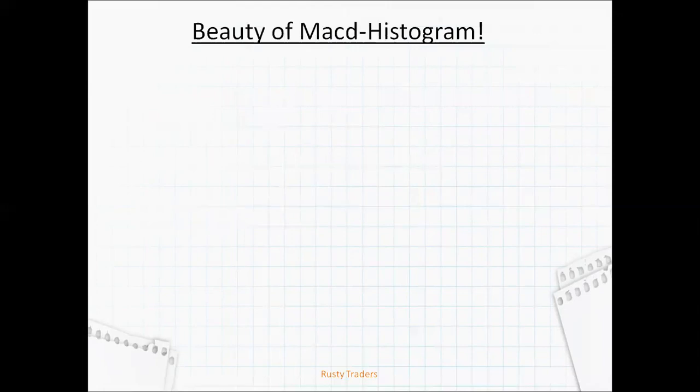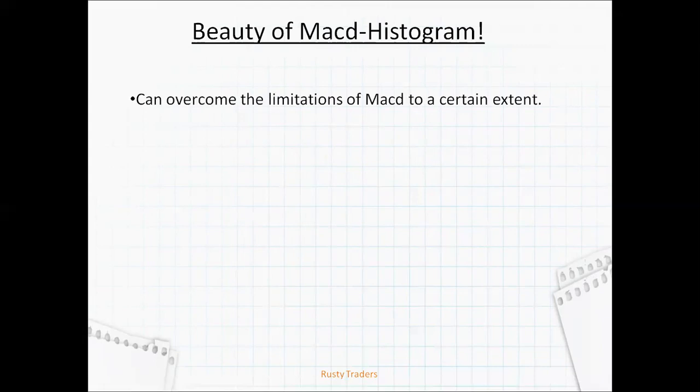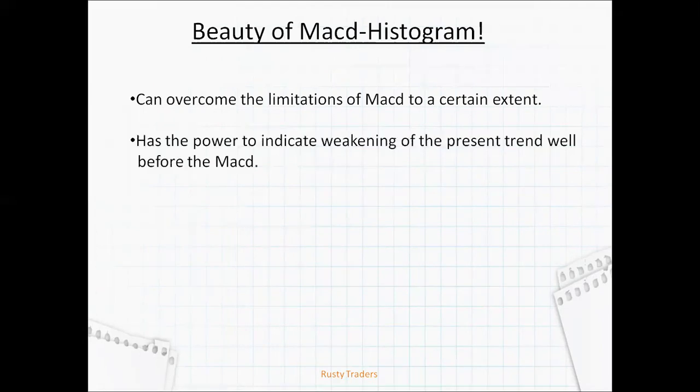Now, as we had indicated in the start, we are going to reveal the secret that we had promised. We learned something about the MACD histogram in the beginning of the session. The MACD histogram can prove to be a very, very useful tool that overcomes the limitations of MACD to a certain extent. It has the power to indicate the weakening of the present trend well in advance before the MACD gives you the confirmation signal, so that you can take a move well before the MACD tells you that okay, this is a buy or this is a sell.